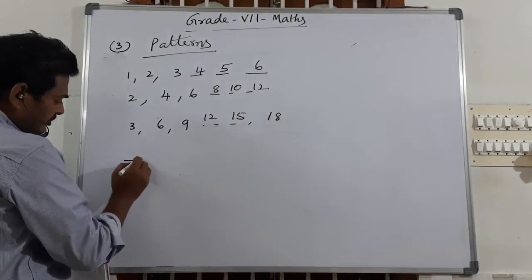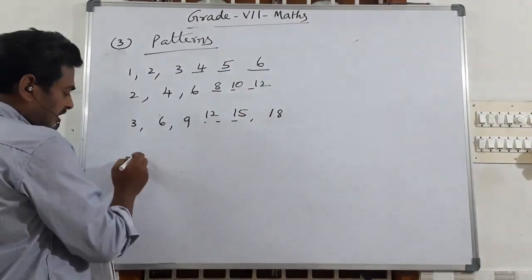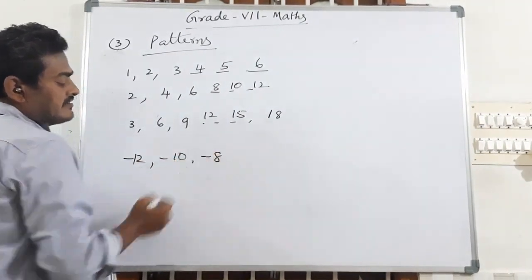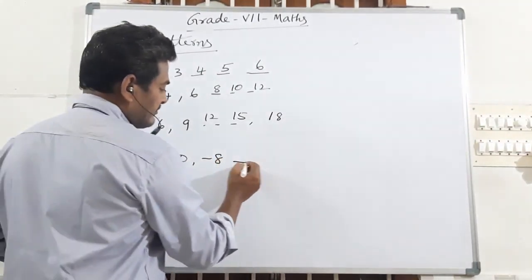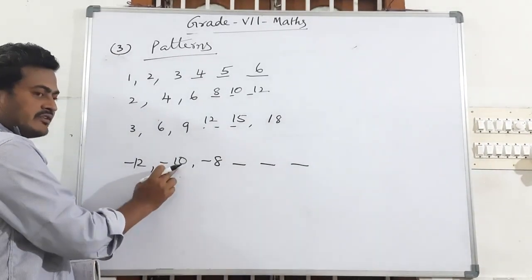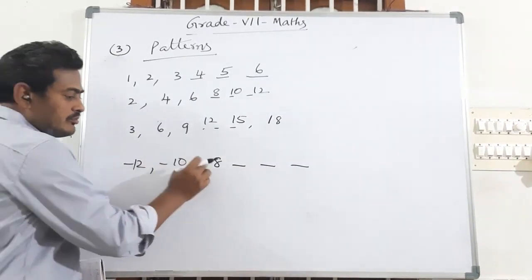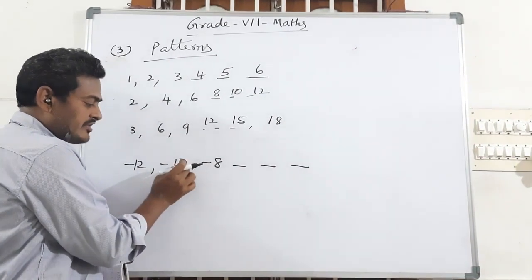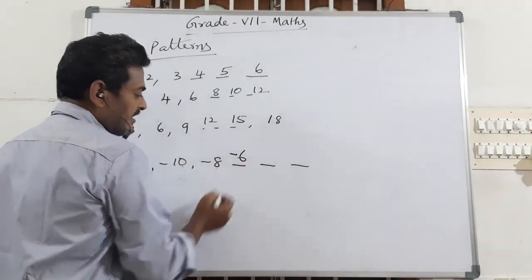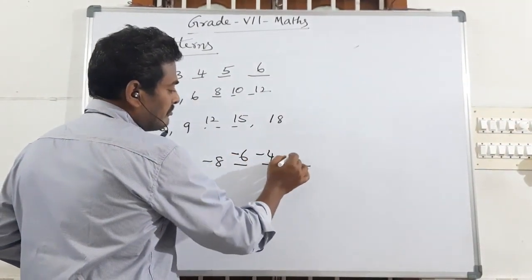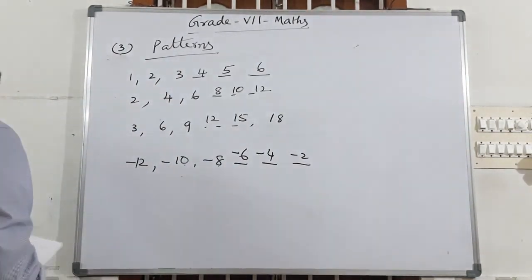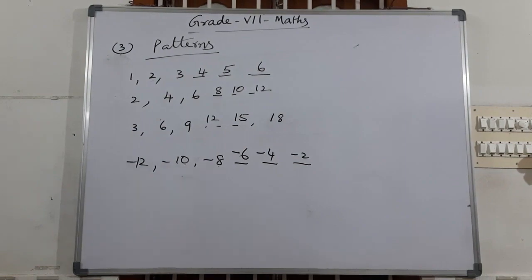Next, minus 12, minus 10, minus 8. Now, what numbers will come next here? What is the difference here? Minus 12, minus 10, that means 2 is the difference. Minus 10, minus 8. What is the difference here? 2 is the difference. So, after that what will come? Minus 6, minus 4, minus 2. Like this, we want to write some patterns. So, this is the third topic, patterns.